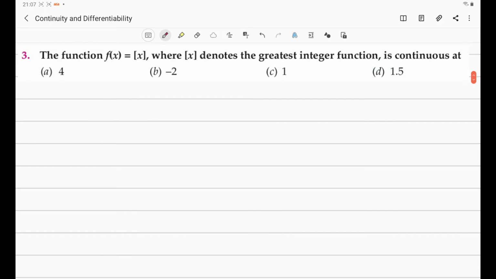Question number 3, the function f of x is equal to step x, where step x denotes the greatest integer function, is continuous at. So, we should understand that the greatest integer function is continuous for all the non integral values of x, which means f is continuous for all x belongs to r minus z.